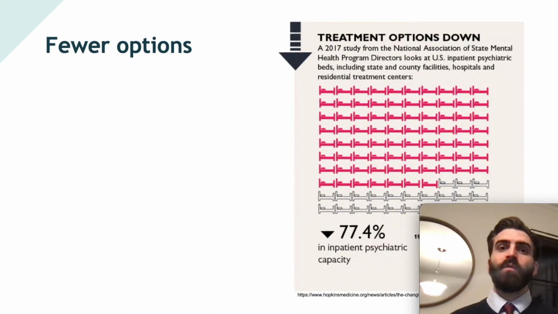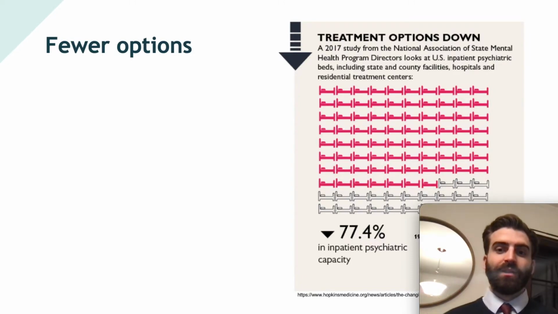In addition to having more patients, there are fewer beds available. When you compare 1970 to 2014, there's a decrease in beds by 77%. All the beds on this picture were available in 1970. Take away all the pink beds, and the clear beds are what's available currently.